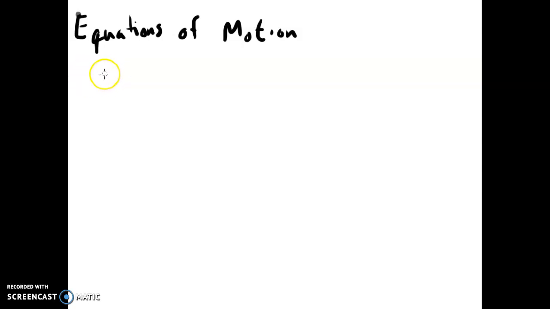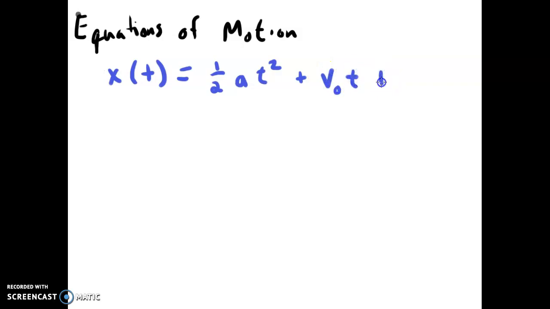So in our class, we're always going to have three kinds of equations of motion. We'll have position time, which will look something like this. And I will explain this after I write it. So x of t equals 1/2 at squared plus v naught t plus x naught. And then we have our velocity time graph.